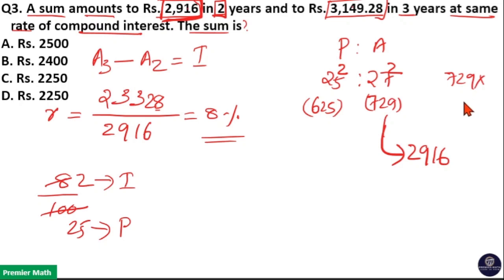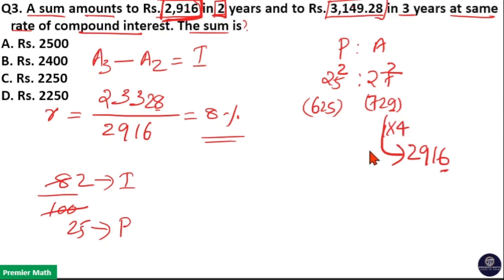729 into 4. Here unit digit 9, here unit digit 6. 9 into 4 is 36. Remaining 3. 4 into 8 plus 3, 11. 7 into 4 plus 1, 29. So 729 goes 4 times in 2916.